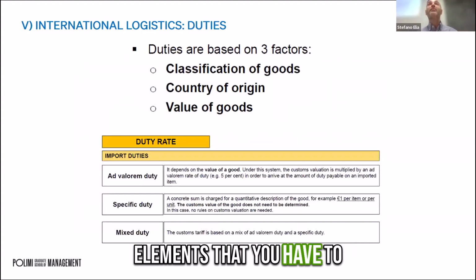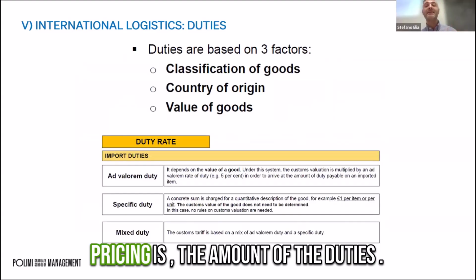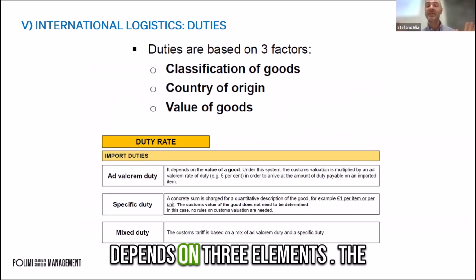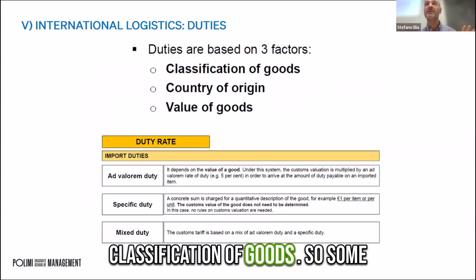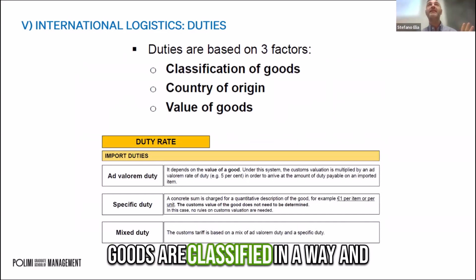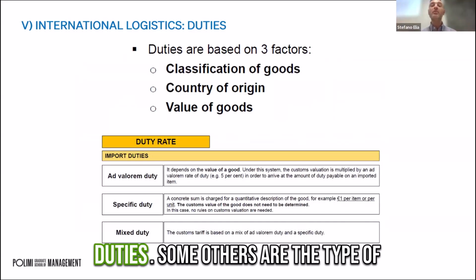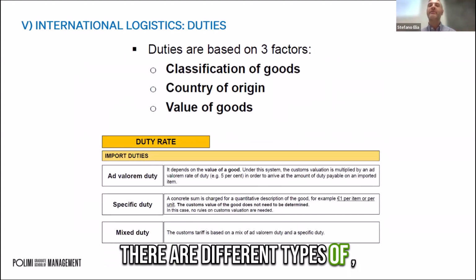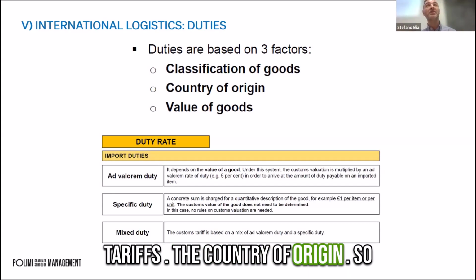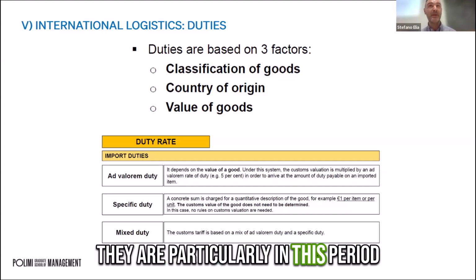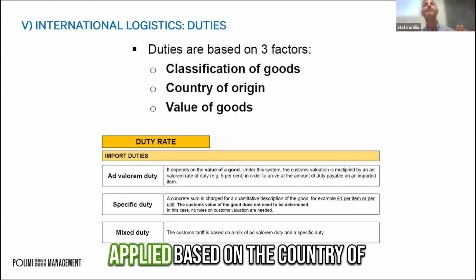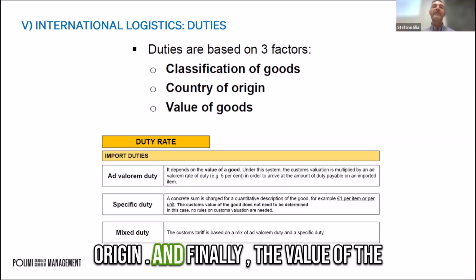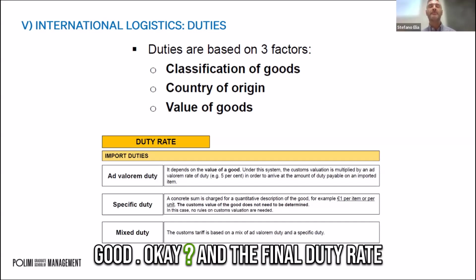Also, another element that you have to understand, especially for the final pricing, is the amount of the duties. You know that the duties typically depend on three elements. The classification of goods. So some goods are classified in a certain way and they have specific duties. Some others are other types of goods, high value, low value. So there are different types of tariffs. The country of origin. Particularly in this period, you can see that tariffs have been applied based on the country of origin. And finally, the value of the good, okay?